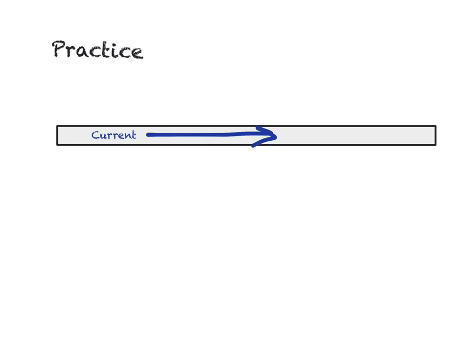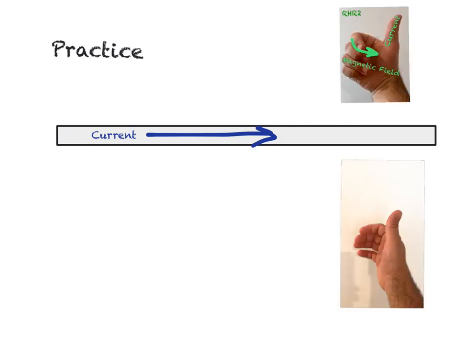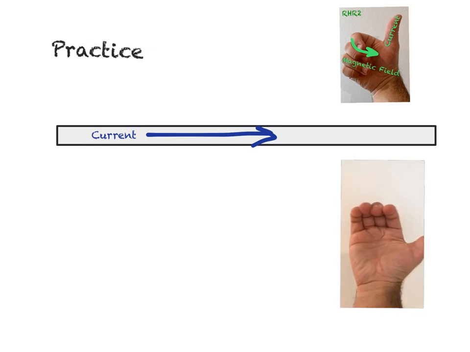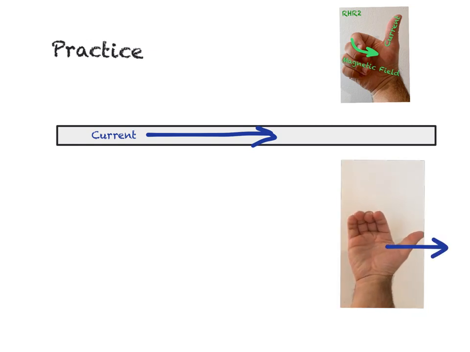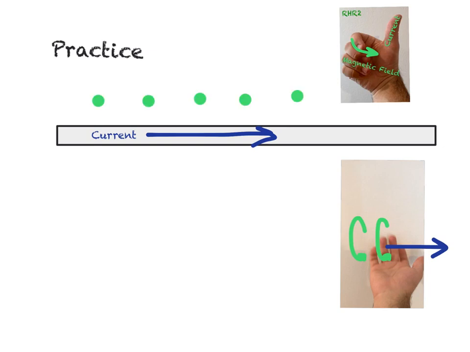So just to practice, let's say that I have a wire with a current moving from left to right like this. If I use the second right-hand rule, what I would say is I'll point my thumb in the direction of the current, and I'll see that my fingers curl outwards above the wire and into the screen below the wire. So I'd represent this with dots above the wire and X's below the wire.